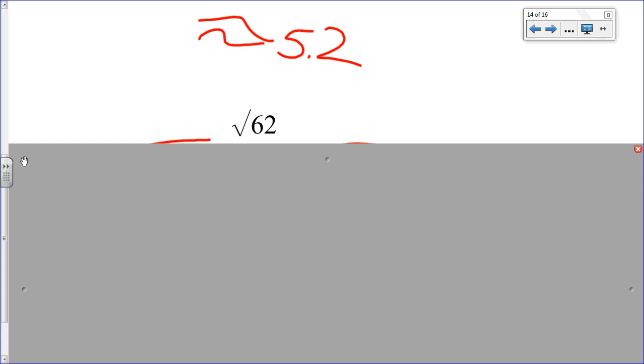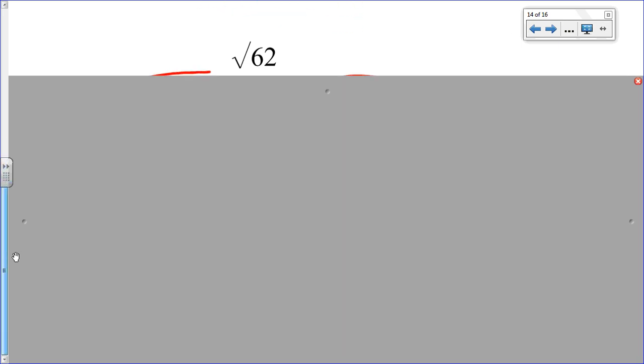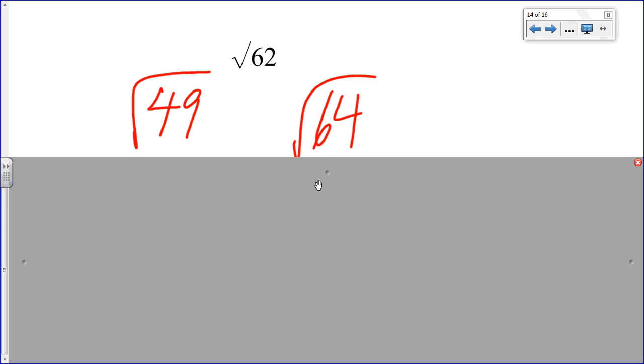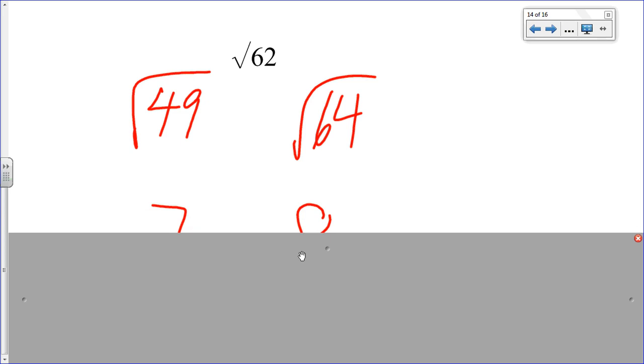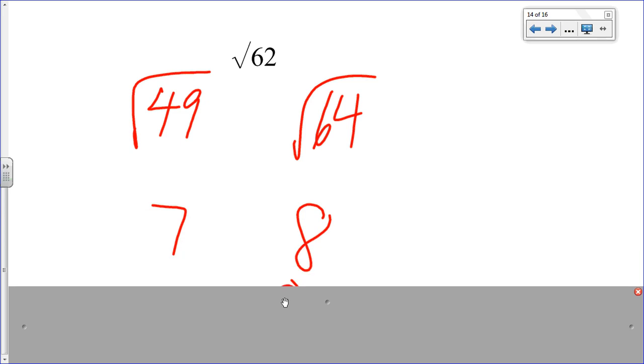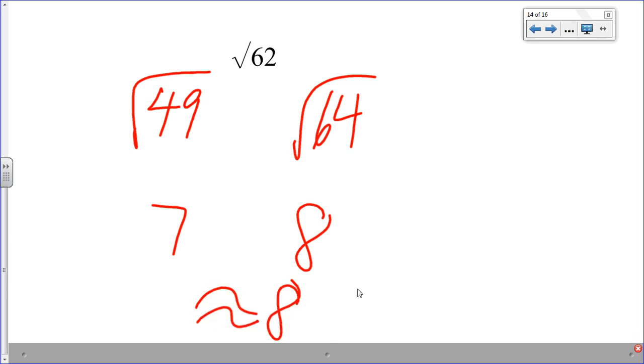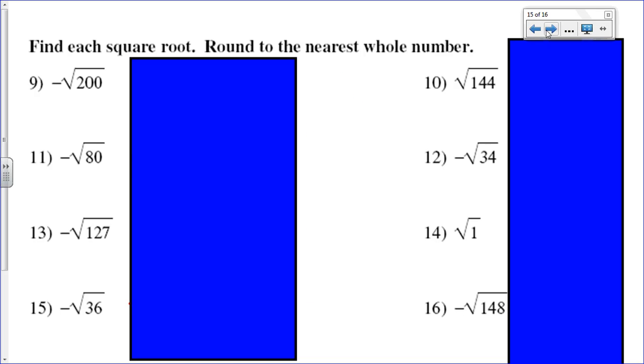Our next example is the square root of 62. The nearest perfect squares are 49 and 64. The square root of 49 is 7. The square root of 64 is 8. 62 is much closer to 64 than it is to 49. So your answer is going to be approximately 8. It would also be acceptable to put approximately 7 9/10 if you wished.